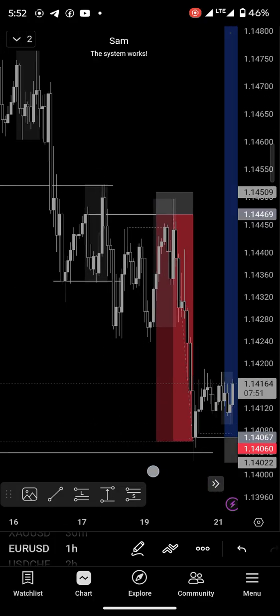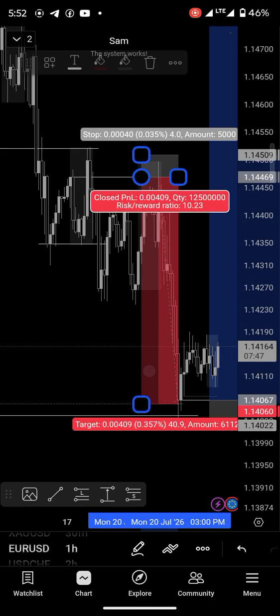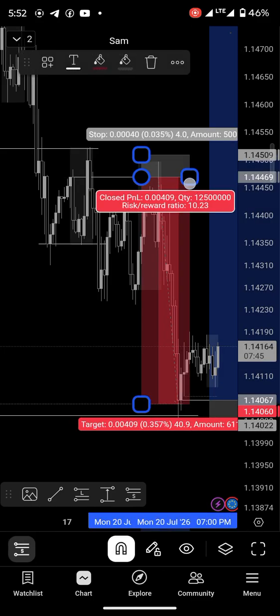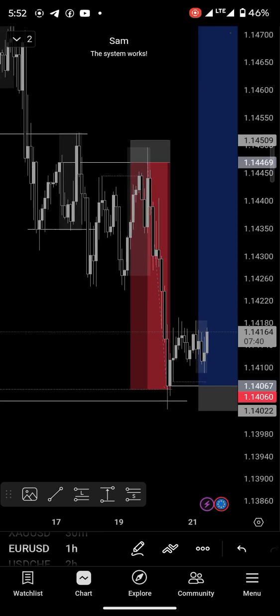And then where's my target? My target is basically that H4 liquidity that I showed you. So that's how I caught this trade, and it's a 10 RR trade. I posted it on Twitter. I called it live on X.